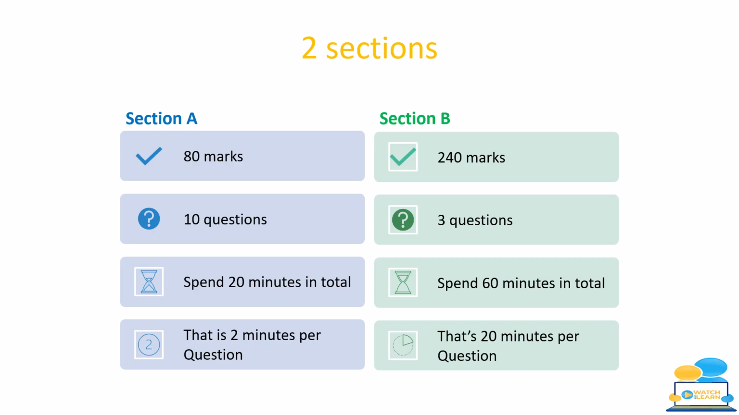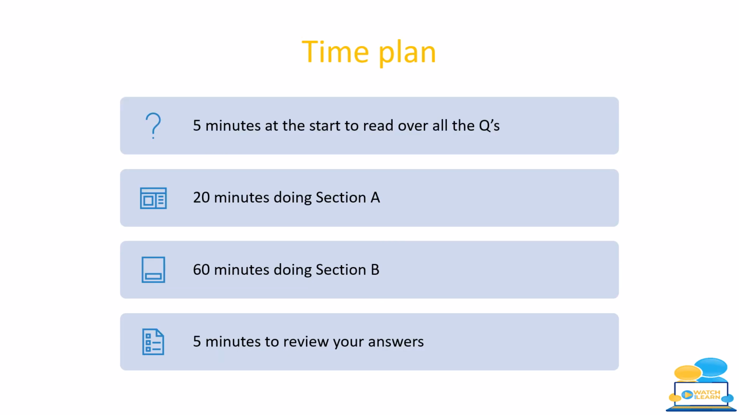Section B, or your long questions, is worth the most marks at 240 marks. There are 3 questions. You should spend on average 60 minutes in total for this section of the paper, so that's approximately 20 minutes per question. If you found during your mocks that you were running out of time, I would suggest starting on your Section B long questions first, as these are worth more marks than your Section A ones, and then move on to your Section A at the end. Now you'll see here that altogether there is only 80 minutes allotted here. So if I move on to here, it gives you a time plan.